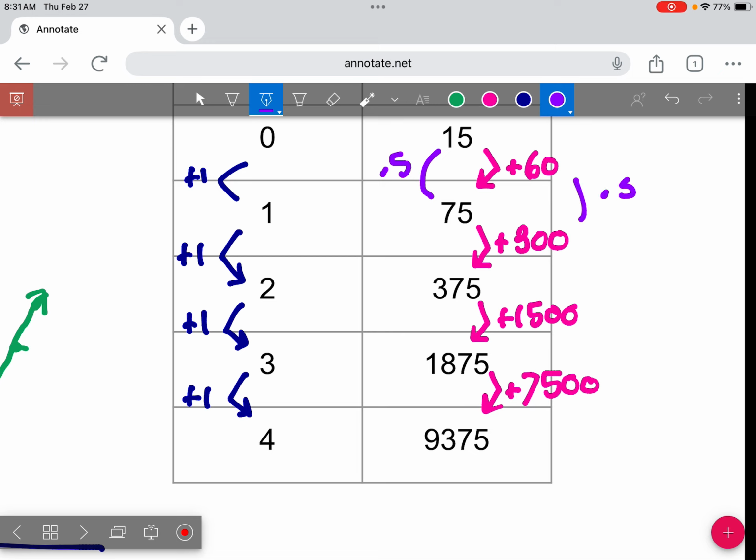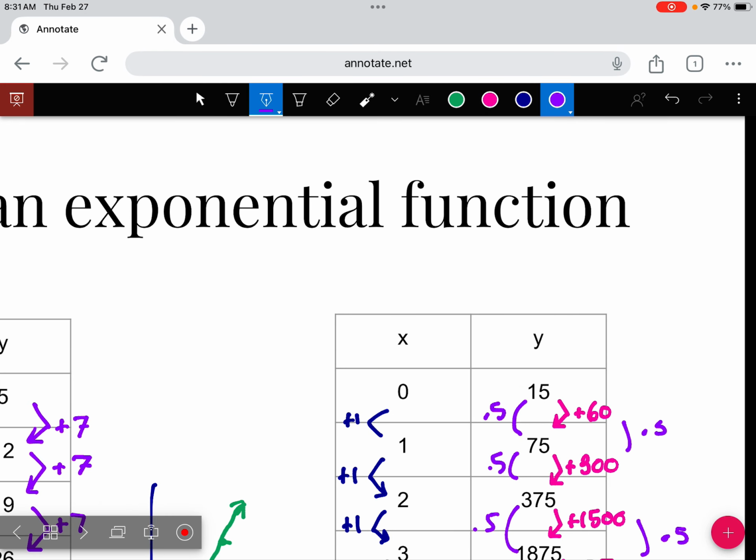This guy is times 5. This guy is times 5. This relationship is times 5. Everything has been times 5. It's not an adding change, it's a multiplying. So that means this is going to be an exponential function. Exponentials change by multiplying.